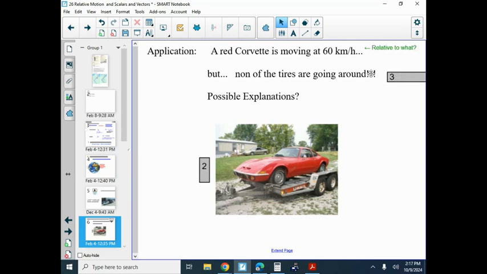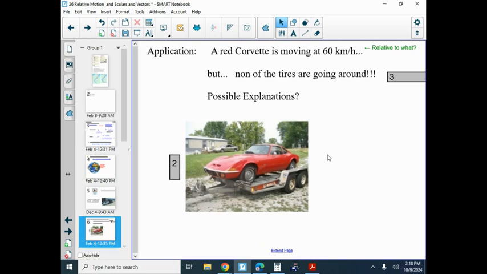And so the statement should have been like the Corvette's moving 60 kilometers per hour. I suppose it could have said relative to the ground, but then there'd be extra information, right? It would have zero velocity relative to the trailer, right? So it would have 0 kilometers per hour speed relative to the trailer.